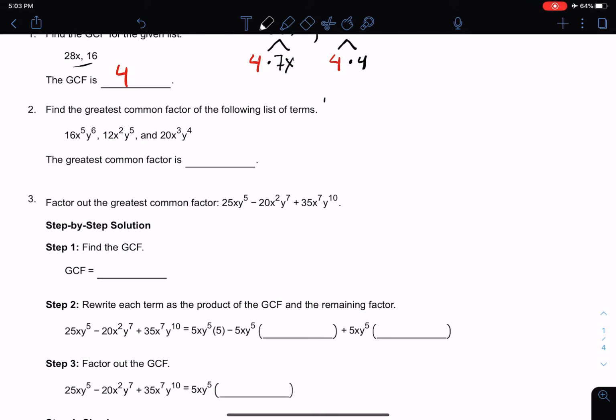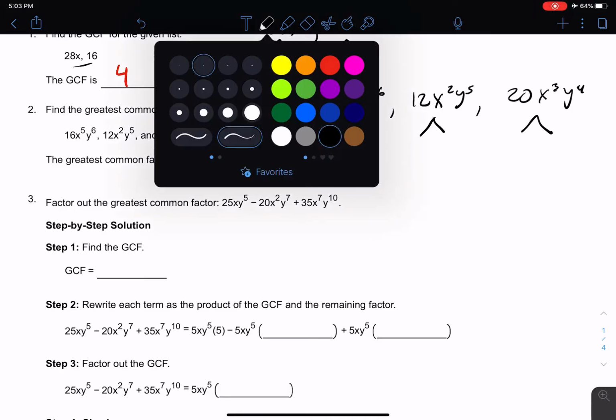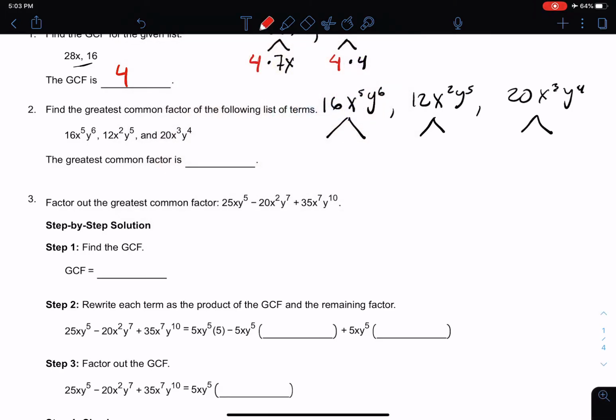So I'm going to write out 16 x to the 5th, y to the 6th. Then we had 12 x to the 2nd, y to the 5th. Then finally 20 x to the 3rd, y to the 4th. Once again, I'm not yet going to break these down into factors, and I'm going to look for the largest factor. Let's start with a number. In terms of a numerical factor, I can see 4 is common, right? There's a common 4 with all of them.